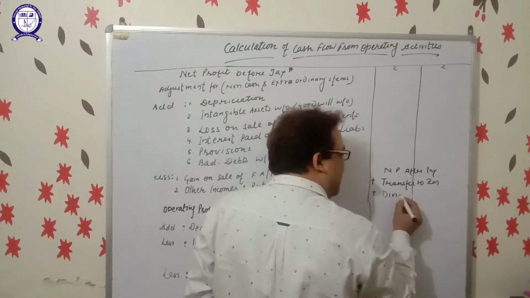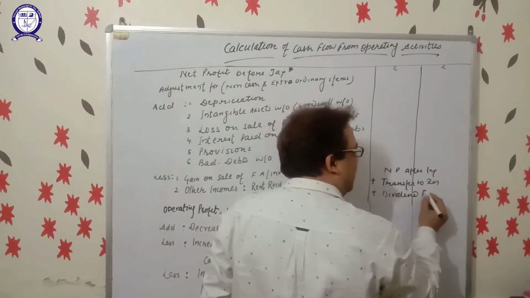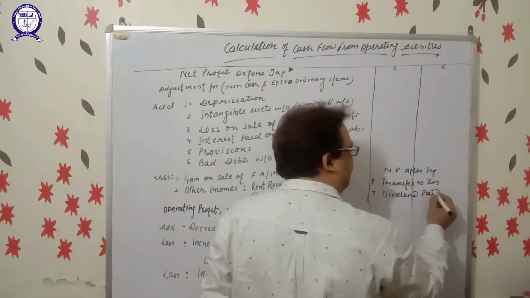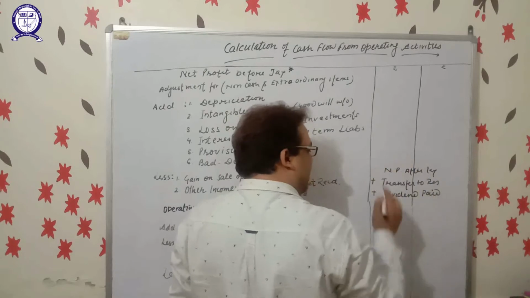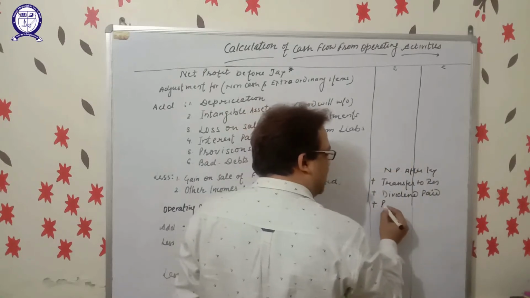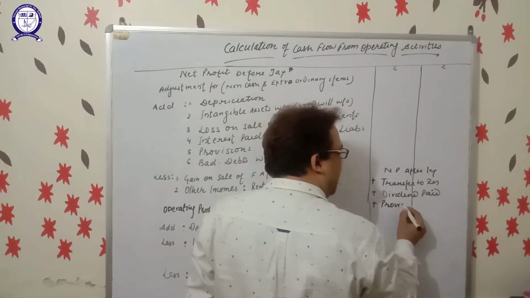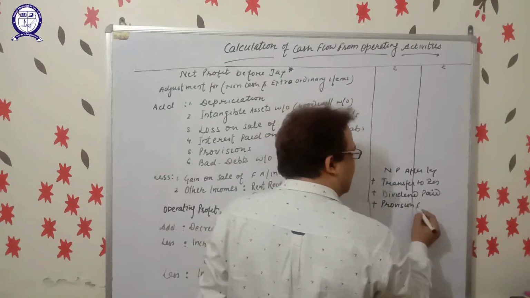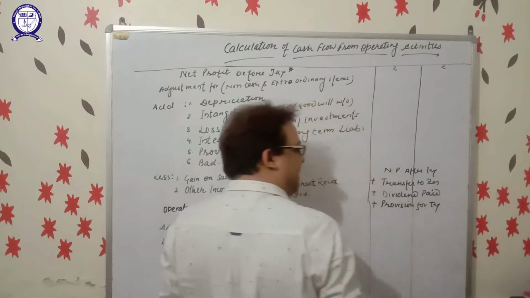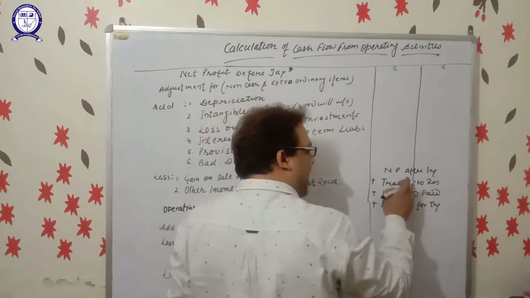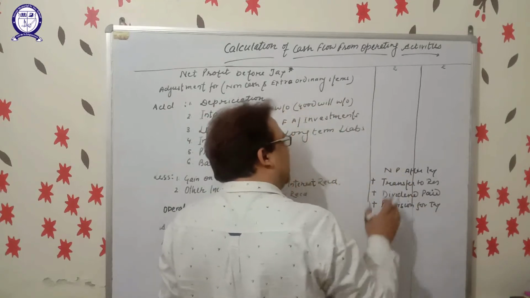Second point, if any dividend is paid to the shareholder, that dividend will be added back to the net profit. And the third item is provision for tax. Suppose any provision is made for the tax, that will be added back to the net profit.